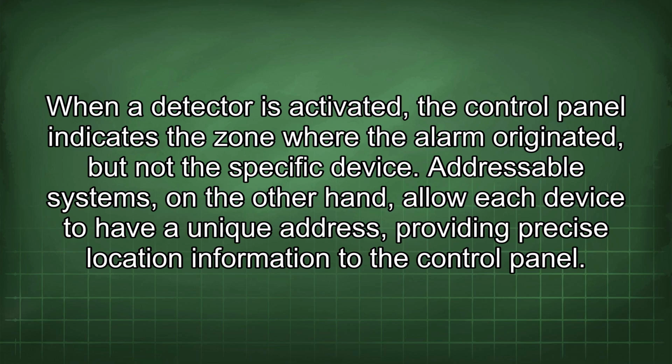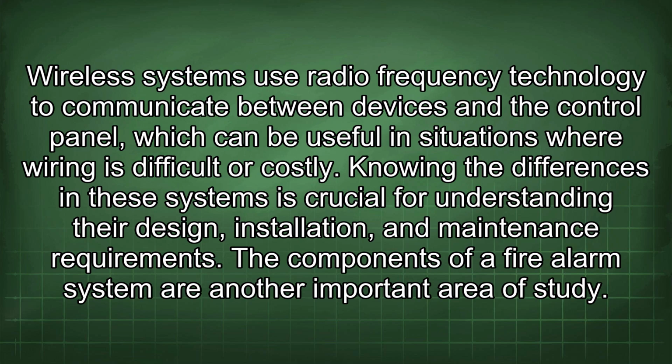Addressable systems, on the other hand, allow each device to have a unique address, providing precise location information to the control panel. Wireless systems use radio frequency technology to communicate between devices and the control panel, which can be useful in situations where wiring is difficult or costly. Knowing the differences in these systems is crucial for understanding their design, installation, and maintenance requirements.